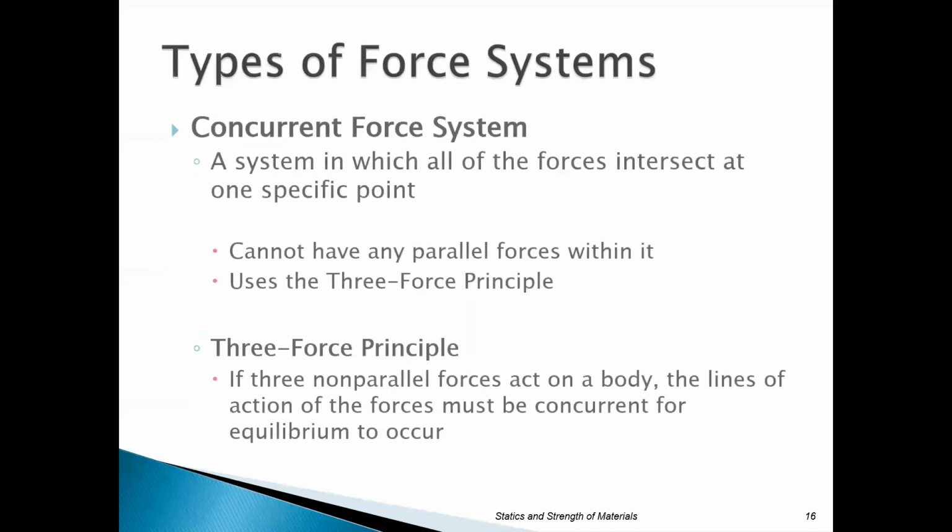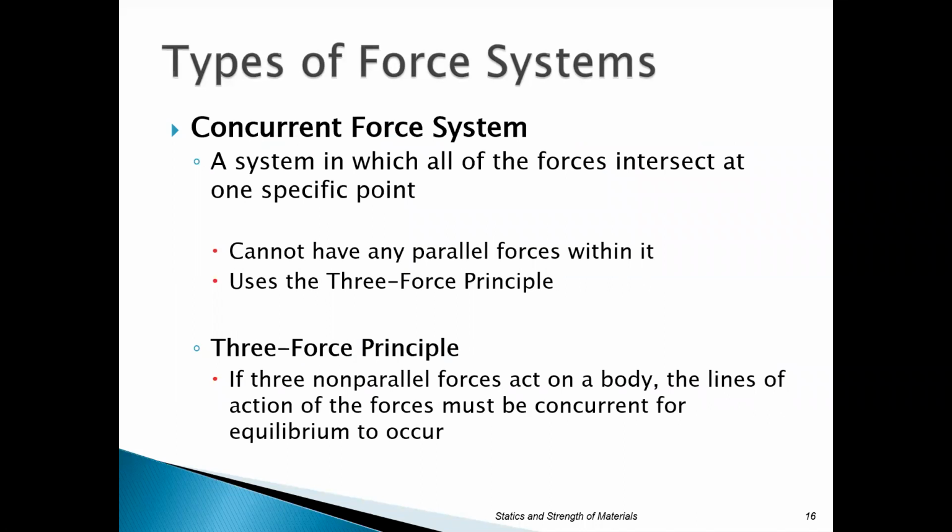Okay, so let's start out and look at the concurrent force system. So as we said, this is a force system in which all of your forces intersect at one specific point. Now, you have to look at your picture because sometimes it may not look like they're intersecting, but you have to follow their lines of action back to a specific point, okay? And in this case, you can't have any parallel forces within it, okay? So anything that would be not concurrent with the rest of them throws it into a different type of system.